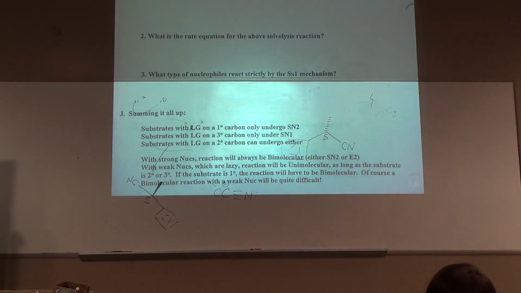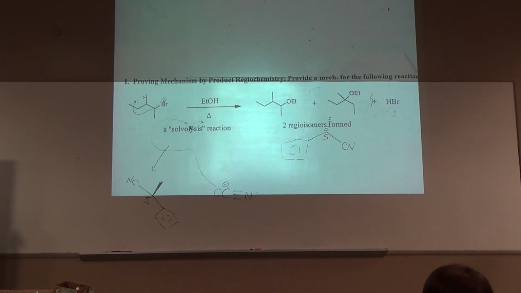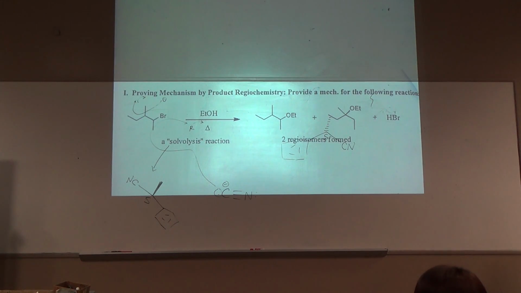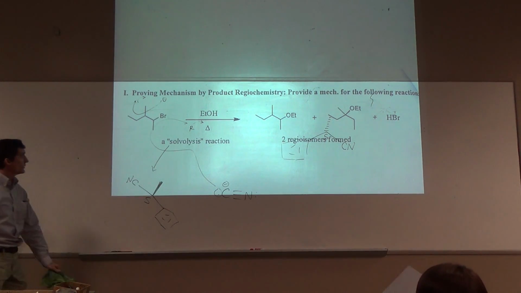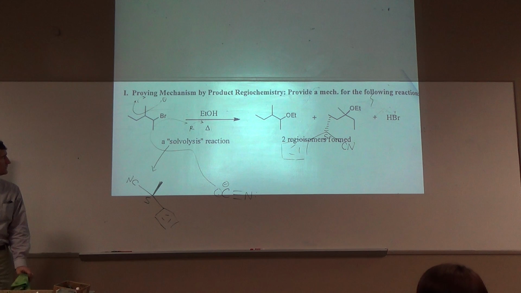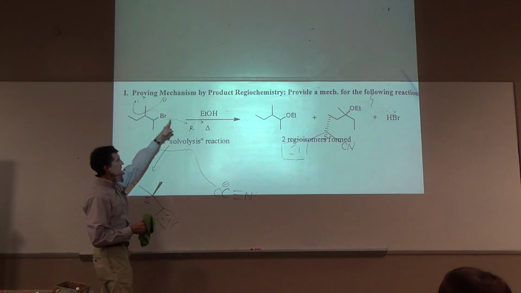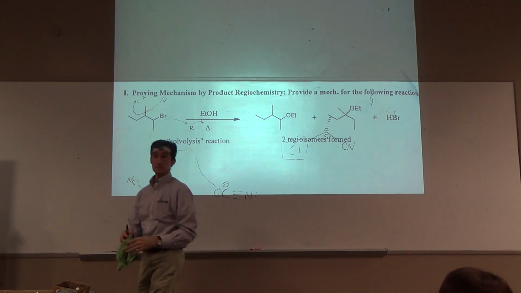Okay. Let's look at this reaction. What type of mechanism is this? We take this 2-bromo-3-methylpentane, I reckon, and boil it in ethanol. Ethanol and heat. We get those products over there. Looks to me like the bromine has been replaced by the oxygen. So it looks like a substitution.